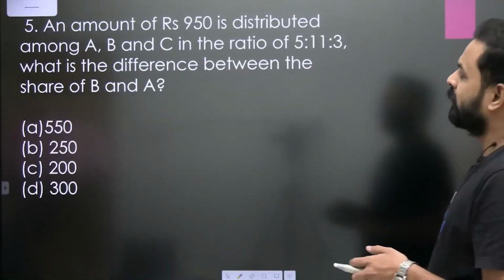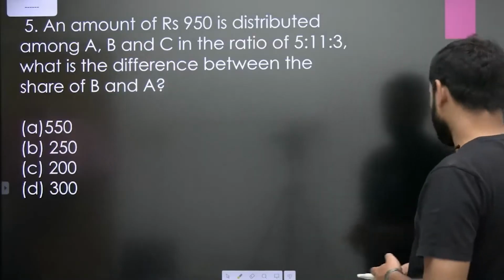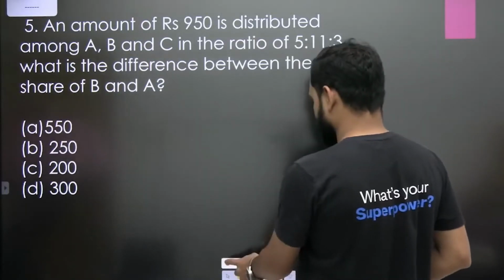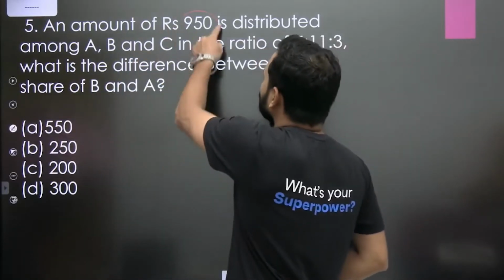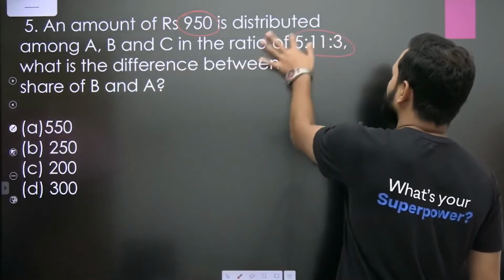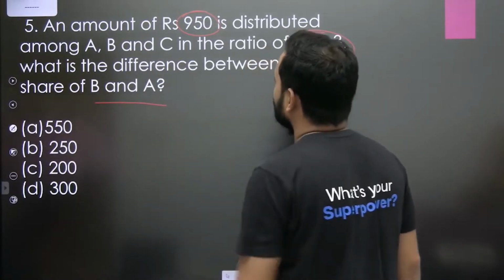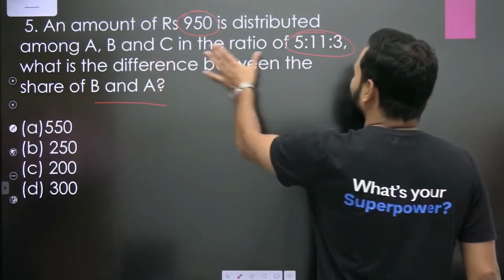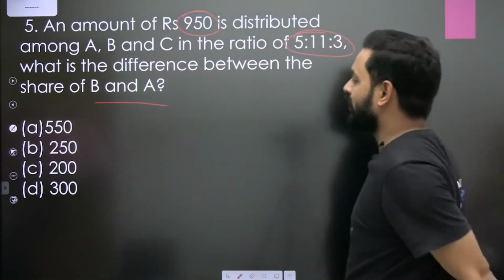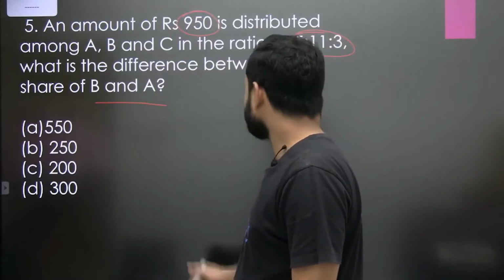The next question. Can you try it? Can you solve it? An amount of rupees 950 is distributed among A, B and C in the ratio 5:11:3. What is the difference between the share of B and A?